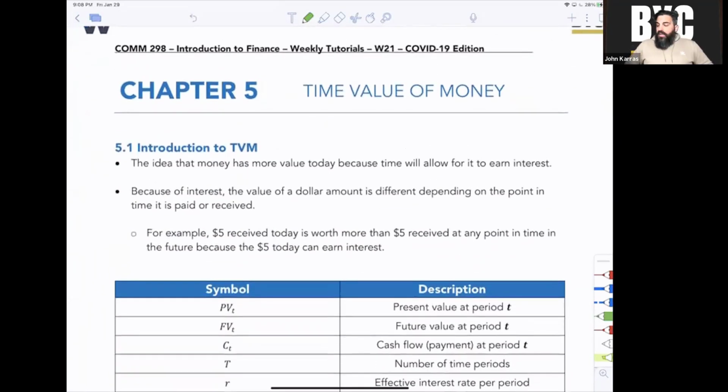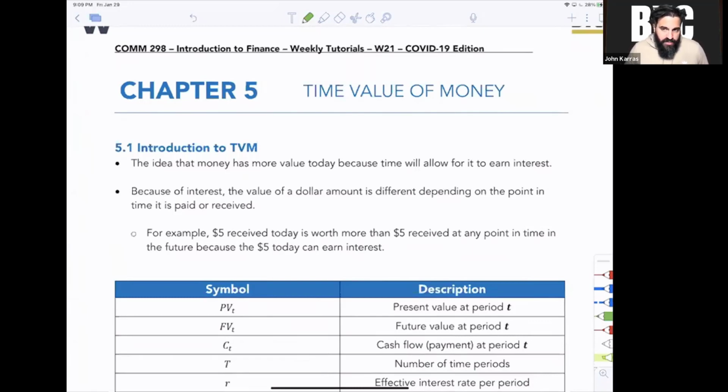Now, time value of money is the foundation for the next several chapters, right? So in this chapter, we're going to be learning it. This one will feel like a math chapter, right? We're really learning a brand new form of math, if you will, which will then apply to the chapter on bonds. We're going to apply it to the chapter on equity. We're going to apply it later on to capital budgeting. So this is a really important chapter for COMM 298.